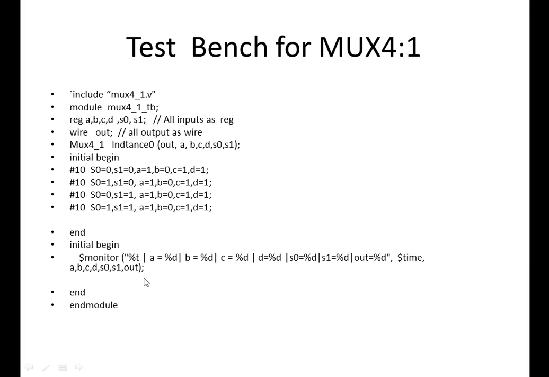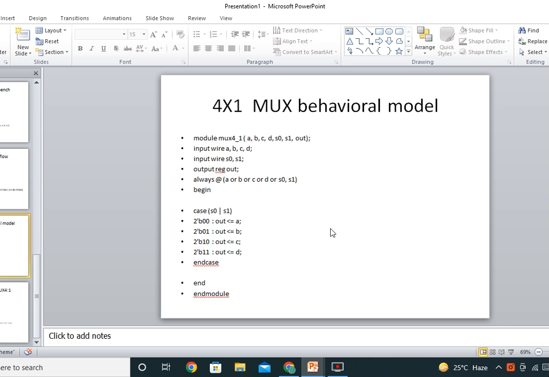So this is the same thing we want to monitor. Initial begin, monitor whichever parameters you want. So A, B, C, D, time, S0, S1 I want to see, and output, all in decimal or binary, so percentage d, or end module. Okay, so this is the test bench for the 4:1 mux. That's all in this video.